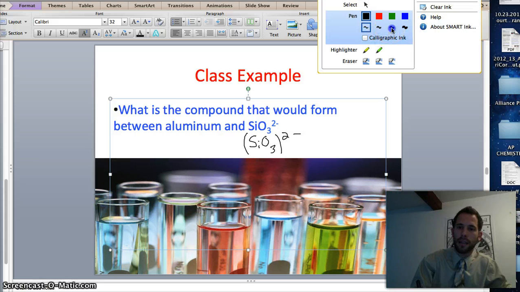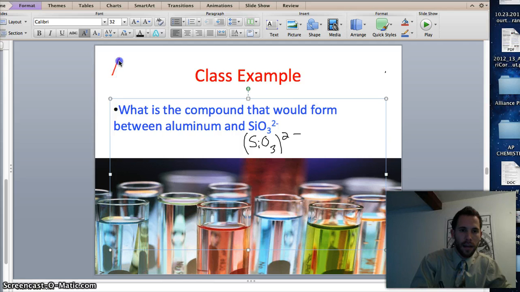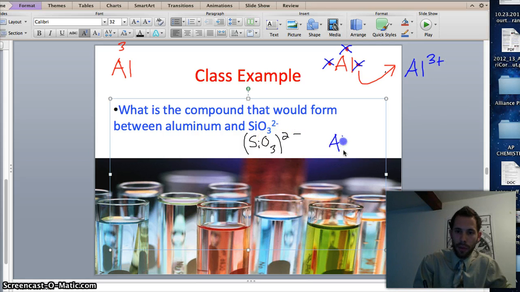Now all I got to do next is take aluminum, find out where aluminum is on the periodic table. Oh, it's in group 3, which means it has 3 valence electrons. 1, 2, 3, which means it would form an ion where it would lose 3 electrons. Get rid of that one, get rid of that one, get rid of that one, and become Al3+. Now we have SiO3 2- and Al3+.